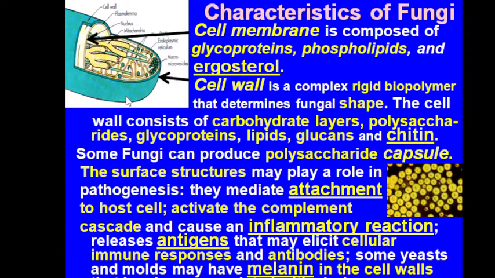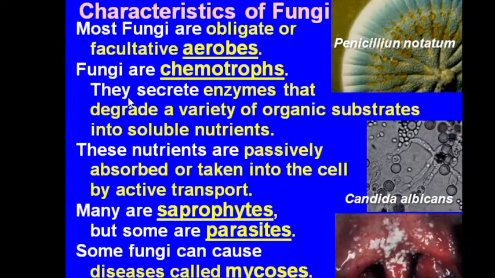And these antibodies will react with the surface structures of the fungal cells. And also some yeast and molds may have some particular substances in the cell wall that may mediate some pathogenic reactions. For example, some yeast and molds may have melanin in the cell wall. So it has been associated with the virulence of these pathogens.